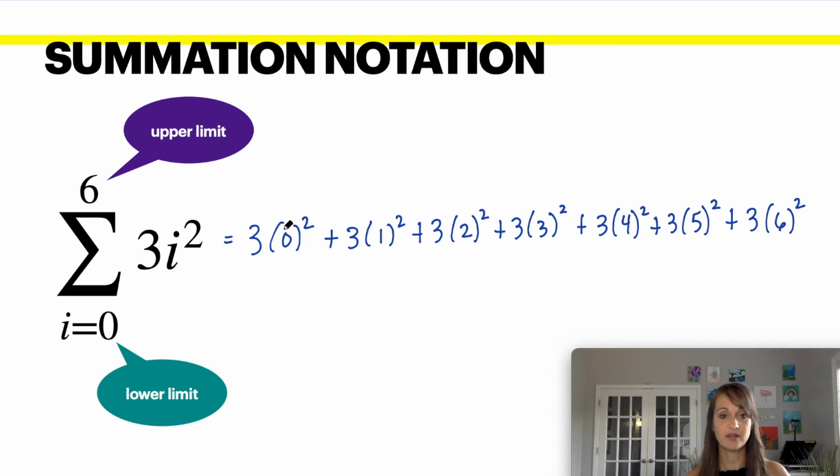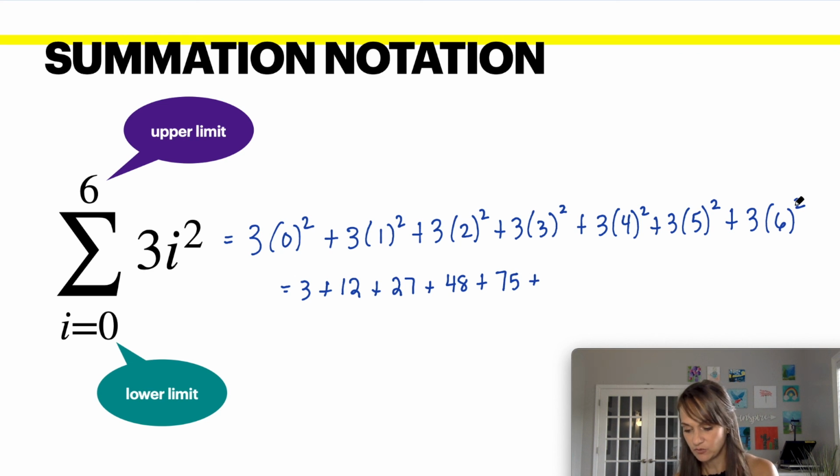I may need a calculator, I'm not sure. Obviously 3 times 0 is 0. 1 squared is 1. 3 times 1 is 3. 2 squared is 4. 4 times 3 is 12. 3 squared is 9. 9 times 3 is 27. 4 squared is 16. 16 times 3 is 48. 5 squared is 25. 3 times 25 is 75. 6 squared is 36, and I believe it's 108, and it is 108. Now we add these together. So 3 plus 12 plus 27 plus 48 plus 75 plus 108 gives you your answer of 273.